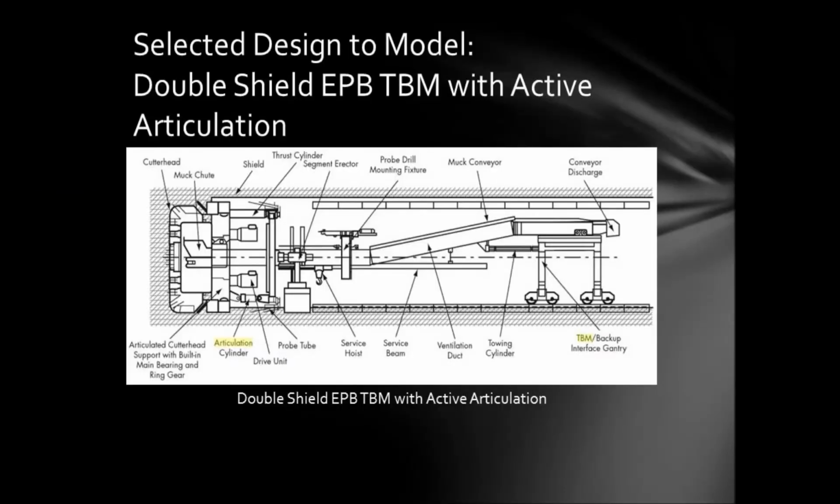The design that I used for my MATLAB simulation was a double-shielded earth pressure balance TBM with active articulation. The design has two sets of hydraulic cylinders, where the thrust cylinders provide all the cutting force, and the articulating cylinders allow the TBM to twist its way around corners. My simulation was a simplified version of this design, which focused on using the inputs of the velocity of the thrust cylinders, the angle of the articulating cutter head, and the direction in which the cutter head is angled, since the articulation is able to adjust both the pitch and the yaw.